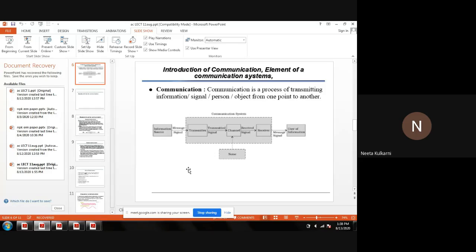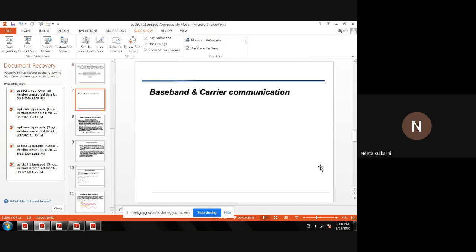Okay, so this is about the introduction of the communication system and the elements of a communication system. And one more block is shown in this diagram. What is this block? What is shown added in the channel? Noise. So noise also we have to consider when we are going to transmit the signal. Okay, so this is the basic thing.